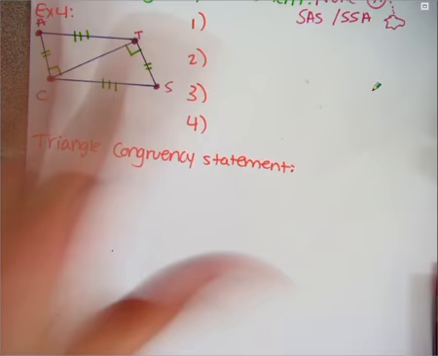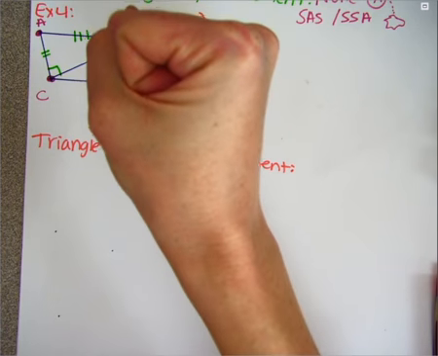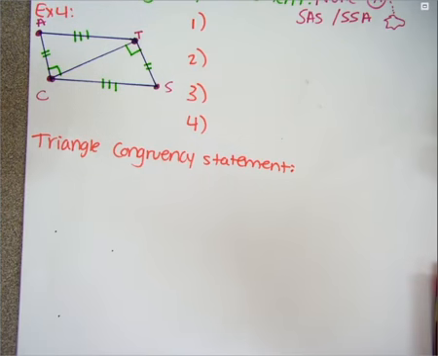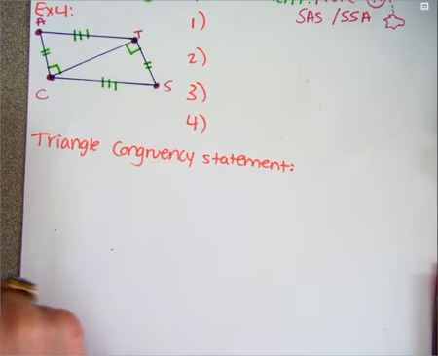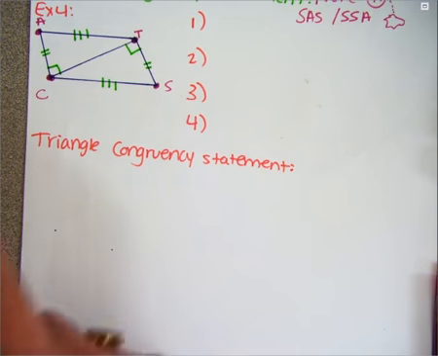Hi guys, we're here to tackle example 4. Let's do it. Again, we're trying to show if these two triangles right here are congruent by either SSS or SAS.